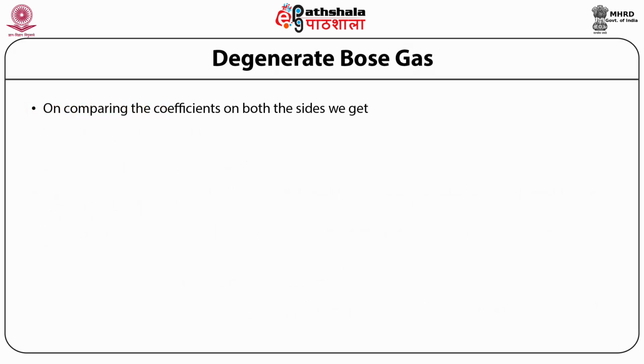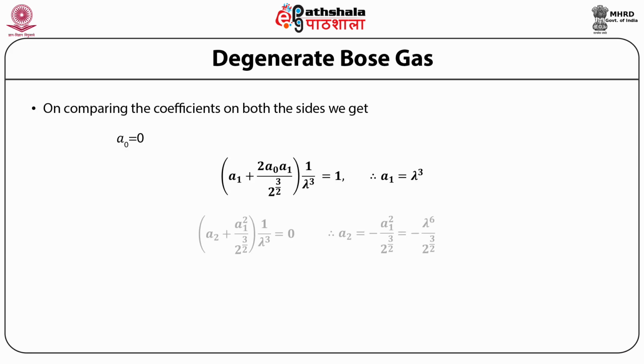On comparing the coefficients on both the sides, we get A0 is equal to 0. A1 plus 2 A0 A1 divided by 2 raised to power 3 by 2, multiplied by 1 upon lambda cube, is equal to 1. Therefore, A1 is equal to lambda raised to power 3. A2 plus A1 square divided by 2 raised to power 3 by 2, multiplied by 1 upon lambda cube, is equal to 0. Therefore, A2 is equal to minus A1 square divided by 2 raised to power 3 by 2, is equal to minus lambda raised to power 6 divided by 2 raised to power 3 by 2.